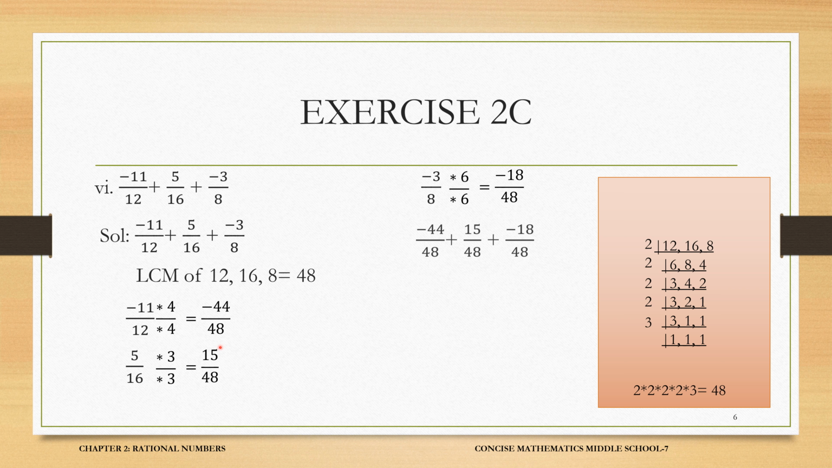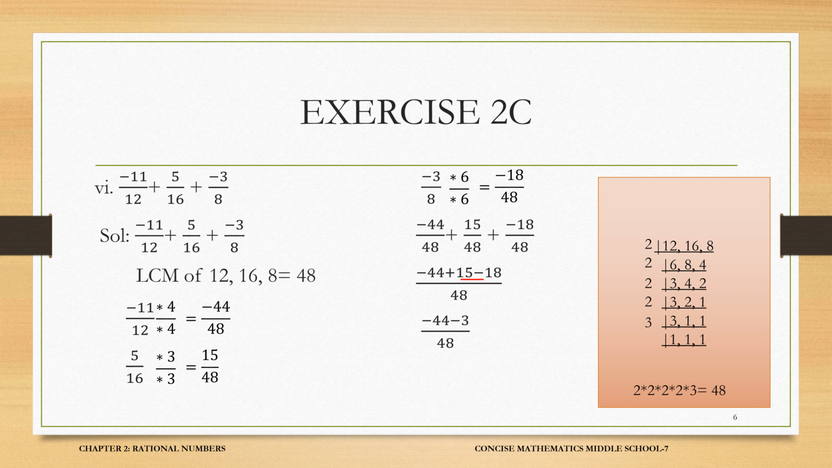Now just add all these three rational numbers. Because the denominators are equal, you can directly add the numerators. So you can just write down as minus 44 plus 15 minus 18 by 48. Just I am writing down this minus 44 as it is, and here plus 15 and minus 18.